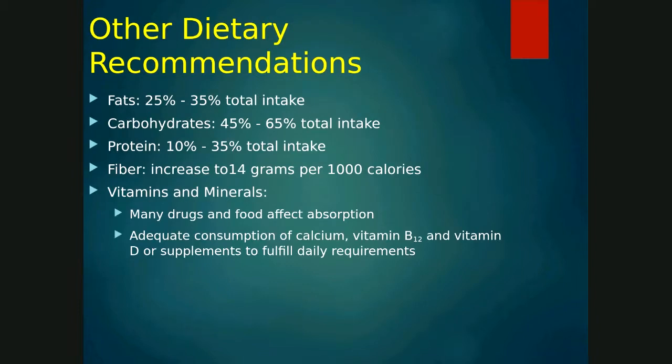So this is just a breakdown of the composition of nutrients that should be part of the diet. So 25 to 35% fat, and about 45 to 65% carbohydrates, and that's because the carbohydrates help to provide us with energy, and so that's why the diet is very heavily made up of carbohydrates. Protein is also very important. It's 10 to 35% of the diet. And fiber should increase to 14 grams per 1,000 calories. And then this is just reiterating again that you have a nice balance of vitamins and minerals as well.